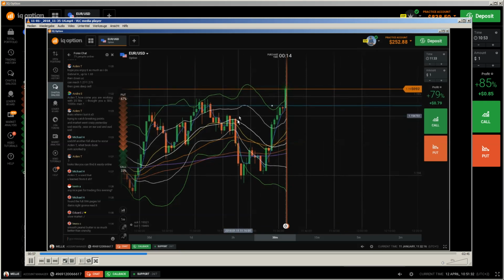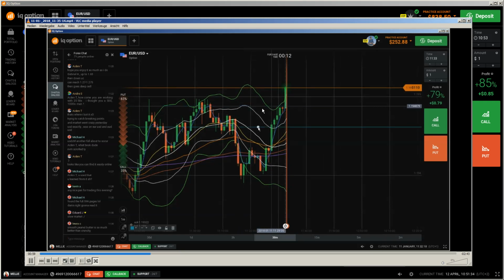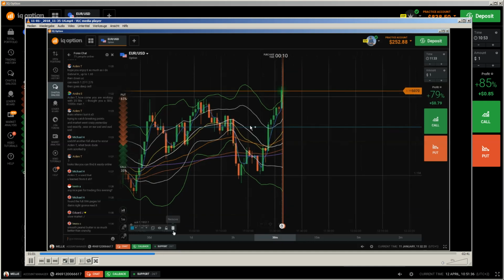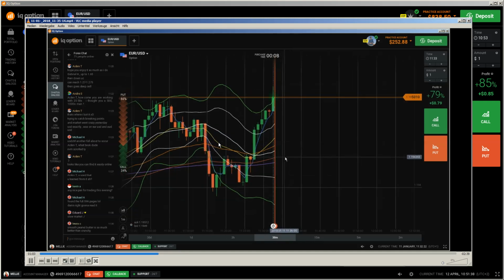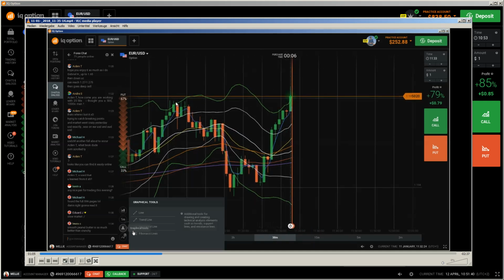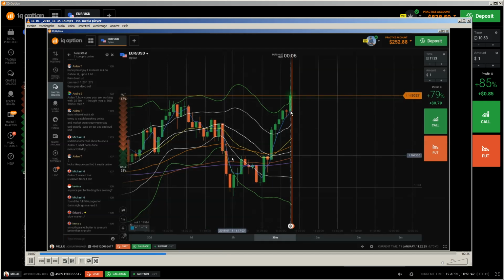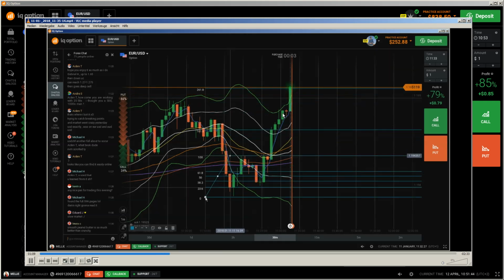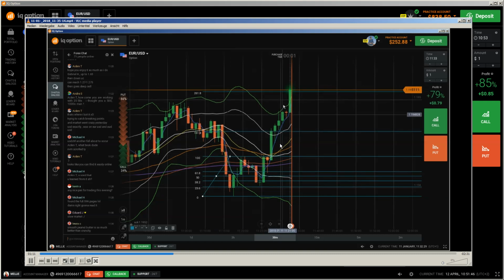As you see, this line here has no meaning. That is maybe a reason why I'm moving this away. It has no meaning because there was no support and resistance area. But the thing was those things.